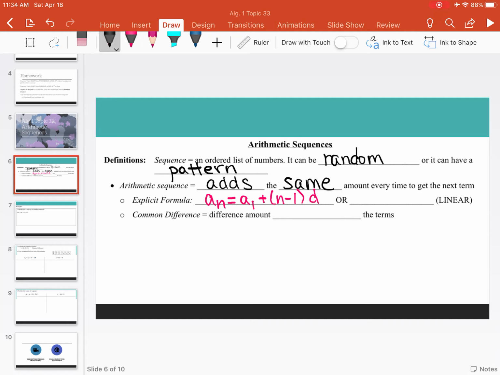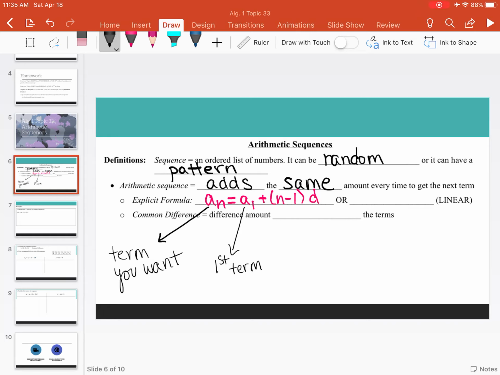So specifically, if we have this a sub n, this represents the term you want. And what I mean by this is the term in your list of numbers. So say I want to figure out, okay, what number is in the 7th spot? What is a sub 7? A sub 1 is the first term in your list. So what number starts this sequence?